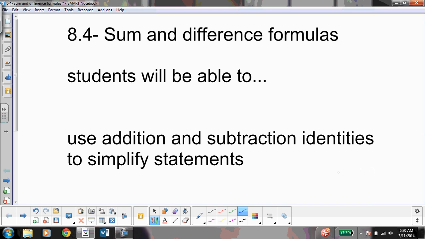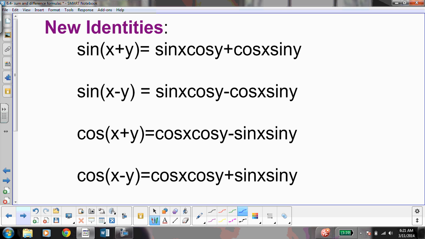Alright class, today we're going to be talking about sum and difference identities. We're going to be able to use addition and subtraction identities to simplify statements. The sum and difference identities seem like fairly complicated formulas, but they really aren't.